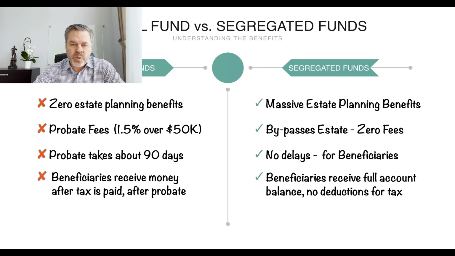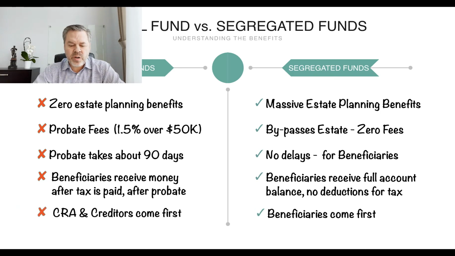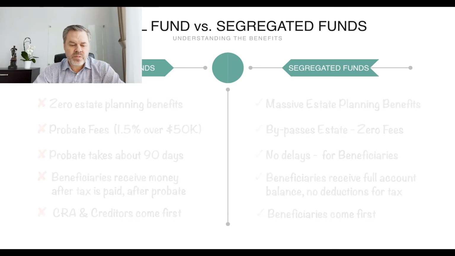Beneficiaries in a mutual fund, first has to be the tax return. So you've got a personal tax return, you've got a terminal tax return, you've got to pay all your creditors first, you have to do your probate, and then you can do the disbursements to the beneficiaries. In a segregated fund, nothing like that. It goes straight to that beneficiary right away. So again, mutual fund, CRA, Canada Revenue comes first, and creditors come first. In a segregated fund, beneficiaries come first.